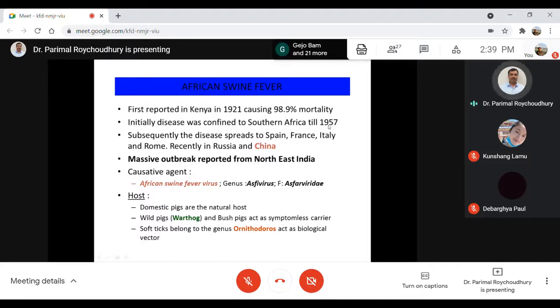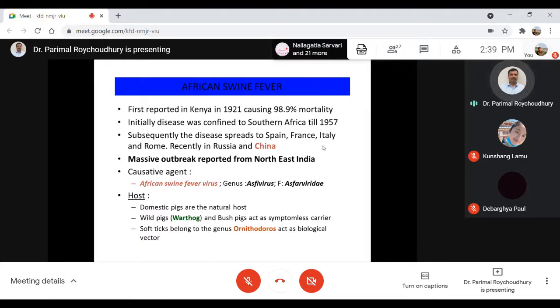In 1957, the virus spread to the Mediterranean countries in the European continent, like Italy and Greece, and up to the Caribbean islands near USA. So the disease spread. However, that particular spread in 1957 was further contained, and the disease was again eradicated from outside the African continent.